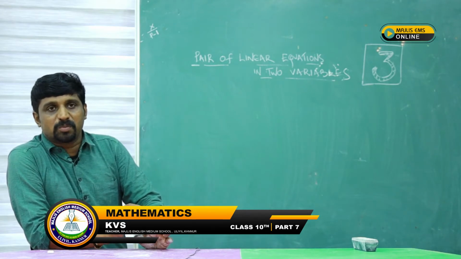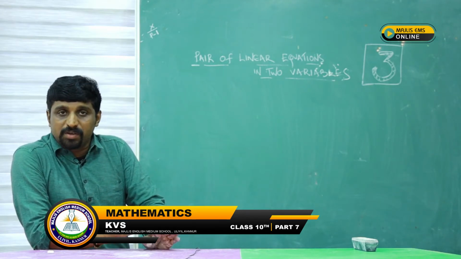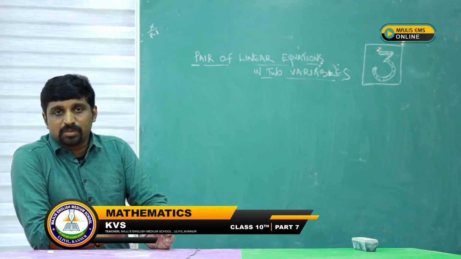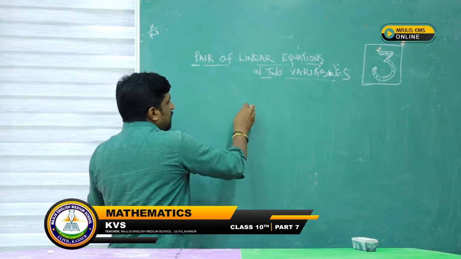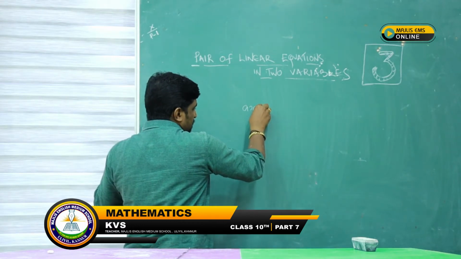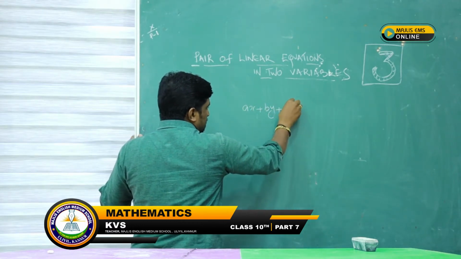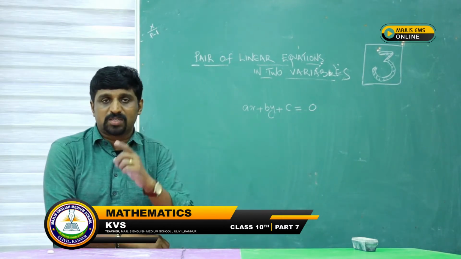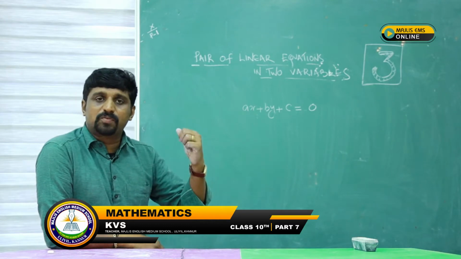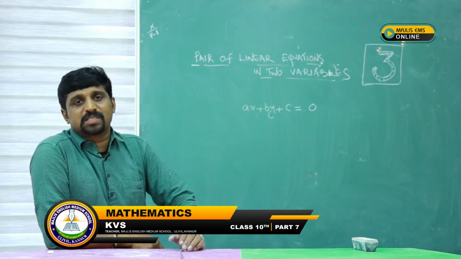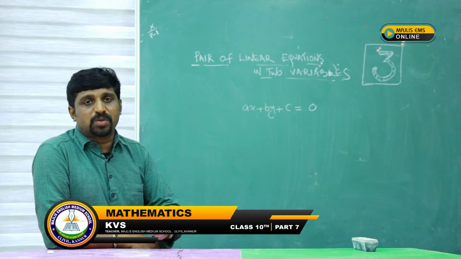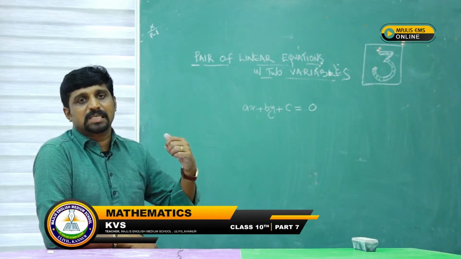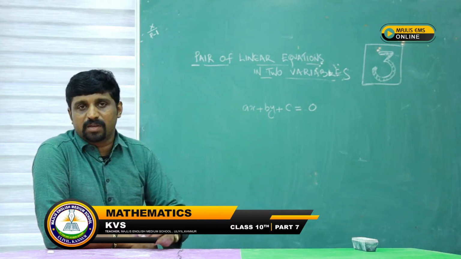The standard form is ax plus by plus c equal to 0. This is a linear equation in two variables, with only one equation and one solution set. The coefficient of x is considered as a, the coefficient of y is considered as b, and the constant term without a variable is considered as c. Okay, a, b, c we can find out like that.